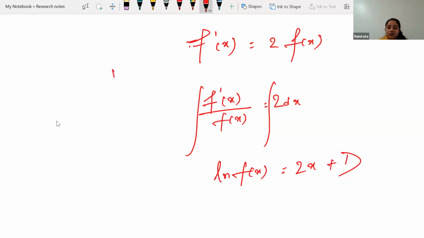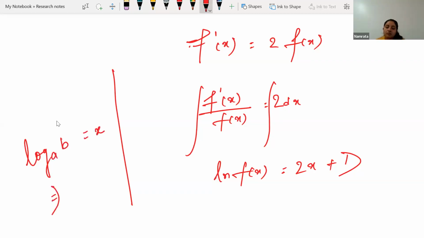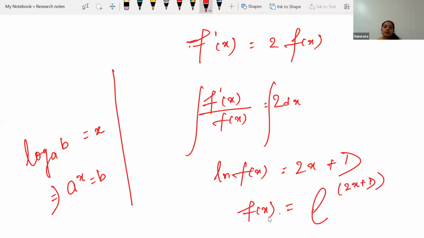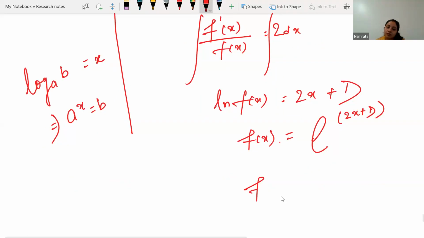Now we can write it, we have just discussed that log of a can be converted into exponential form. So if we convert it over here, we can write f of x. Why are we doing it? Because we need f of x. So we can write f of x is equal to e to the power 2x plus d. This is how we can write it.